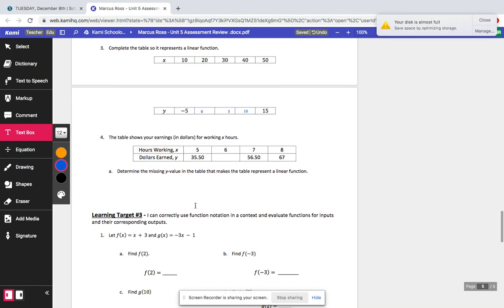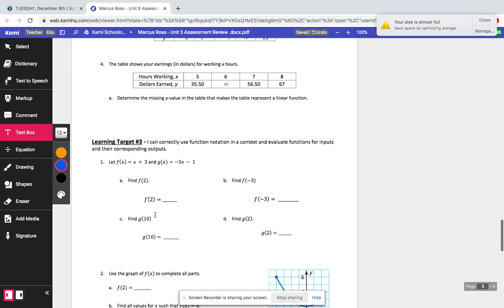Okay. 4, the table shows your earnings in dollars for working X hours. So let's kind of check our rate of change first. So 56.50 to 67. It looks like they are adding 10.50 each time. So this one will be 45, because 35.50 plus 10.50 will give us 45. So there you are. Let's go down.